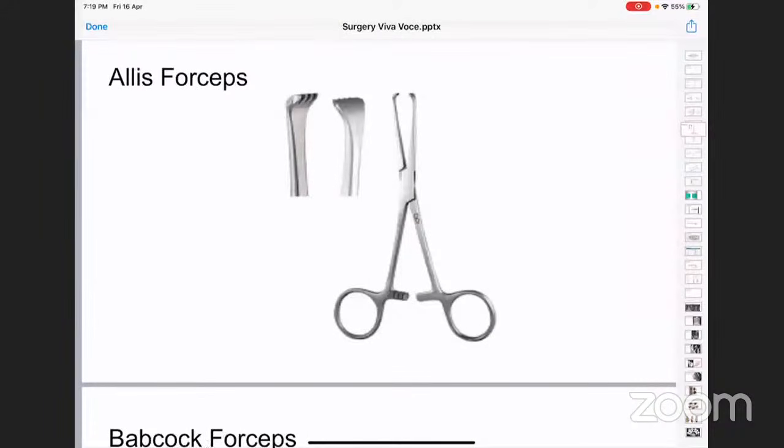Next, we move on to something known as the allis forceps, which is again a very, very versatile surgical instrument. This is again an instrument with a ratchet or a lock and a box joint.